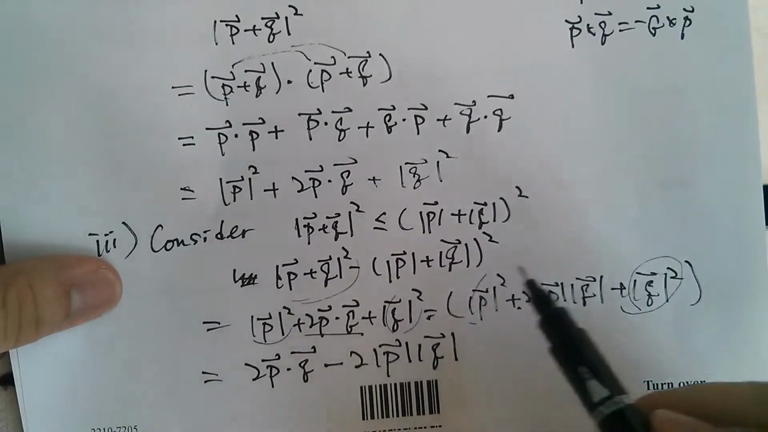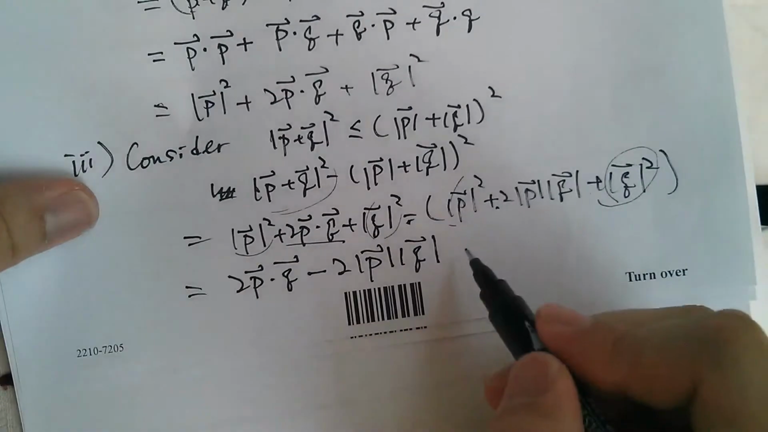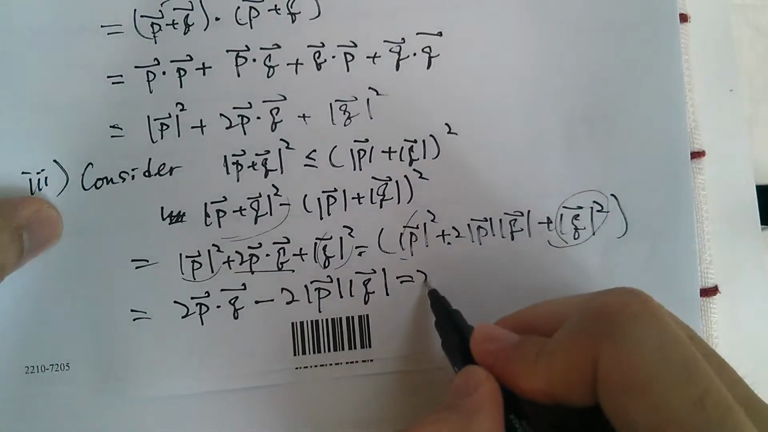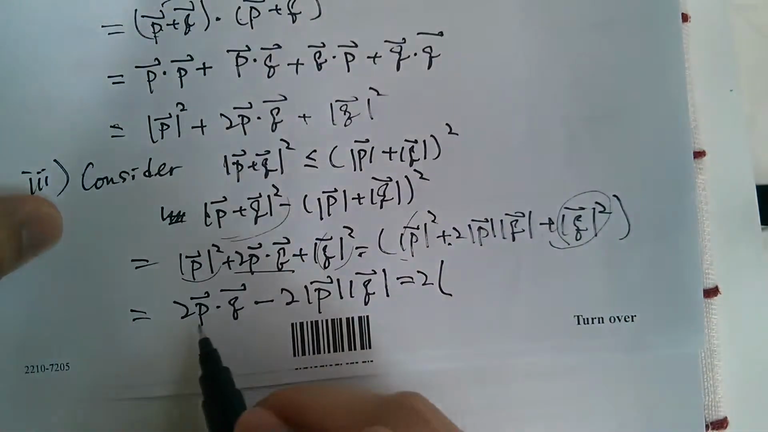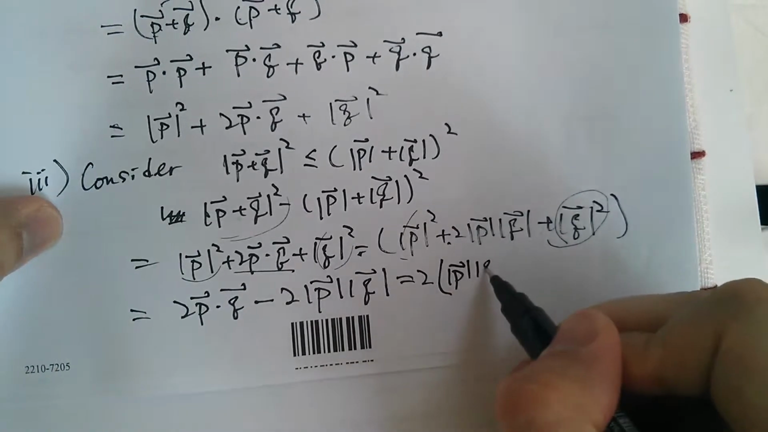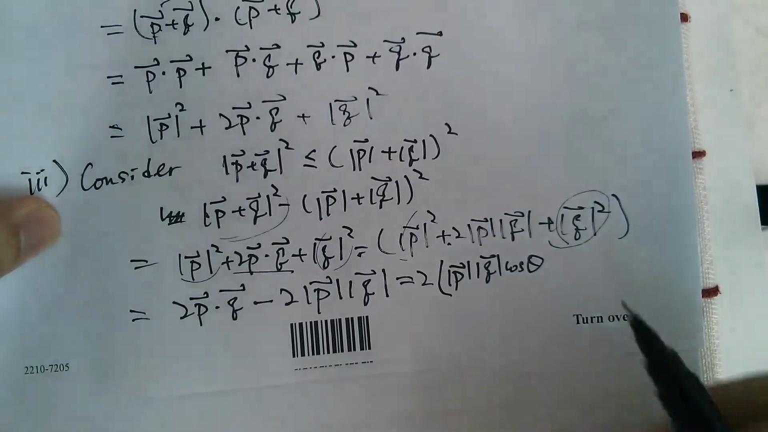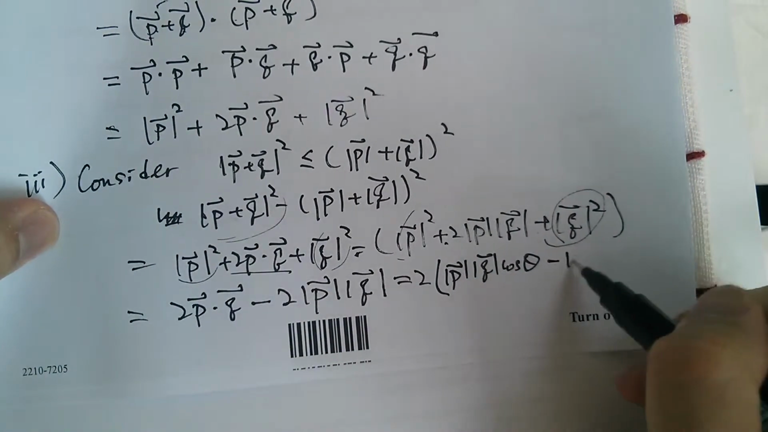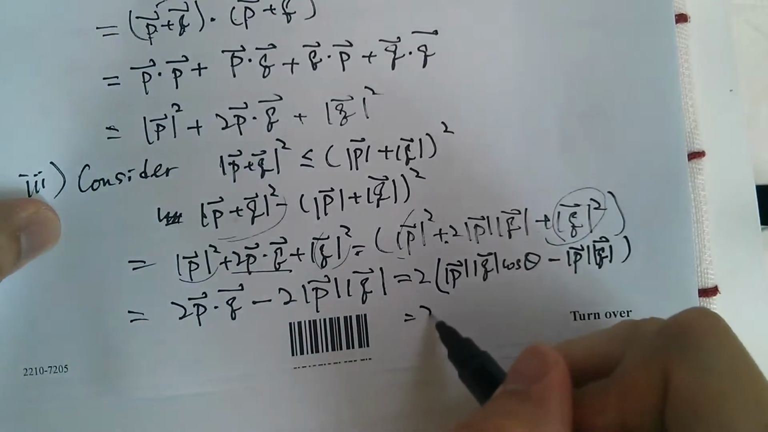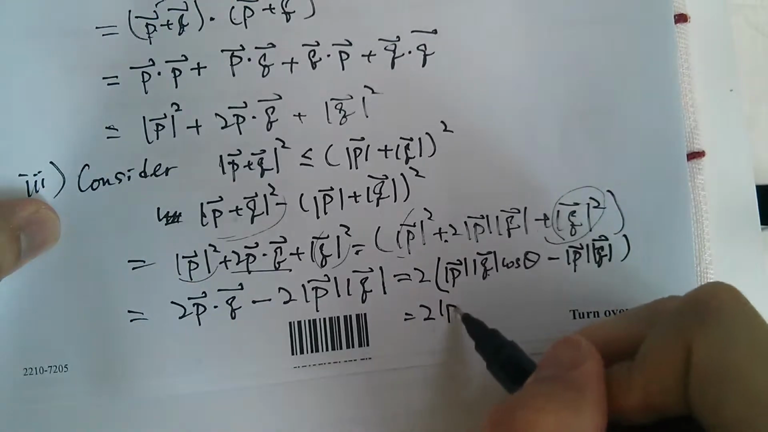Again, you're expecting this to be less than zero. So how do we force this to be negative, less than zero? Let's first pull the two out. Second, this is a dot product, and we have a formula for that: cosine theta, where theta is the angle between P and Q, which we don't know, so never mind. Minus. Both of them have magnitude of P, magnitude of Q, so we can factor it out.